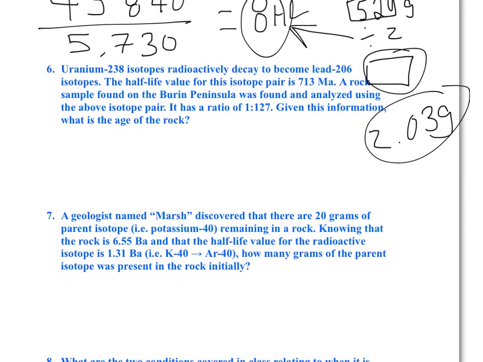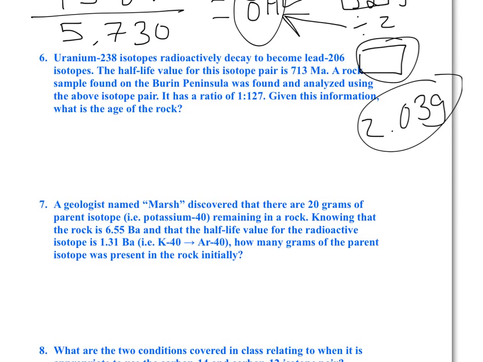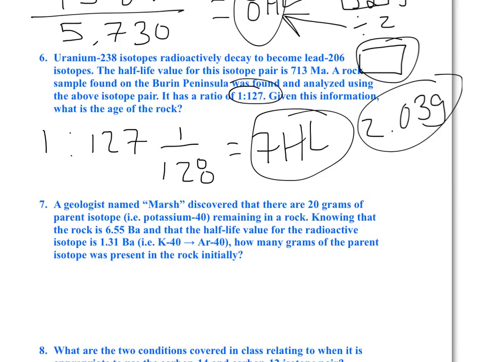If we go on to the next problem, problem 6, without even reading the question, to be honest, I quickly see right here that we have a ratio of 1 to 127. So that tells me that that is a fraction of 1 over 128. So 1 over 2, 1 over 4, 1 over 8, 1 over 16, 1 over 32, 1 over 64, 1 over 128. So that tells me that we have 7 half-lives that have occurred.